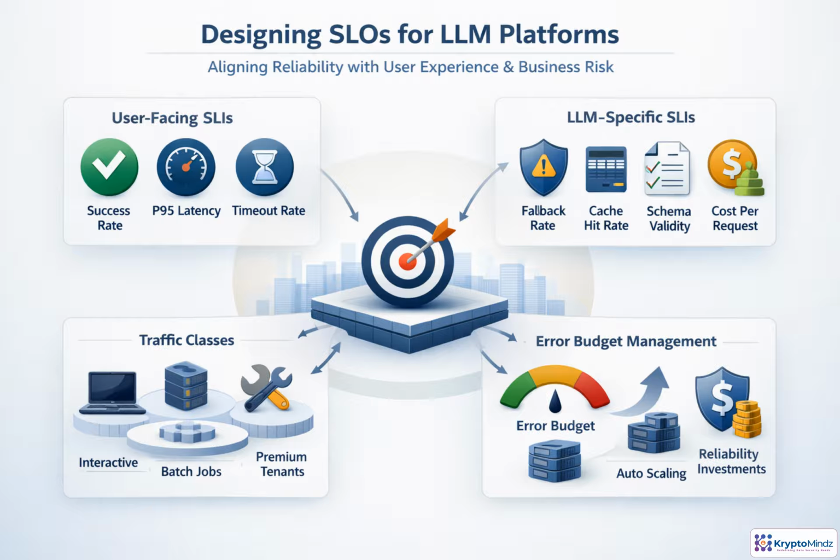Avoid one global target. Segment by traffic class, because an interactive premium chat has different expectations than a batch workflow or internal tool. Finally, connect SLOs to error budgets. When the budget burns too fast, teams can slow releases, adjust fallbacks, scale capacity, or invest in reliability.